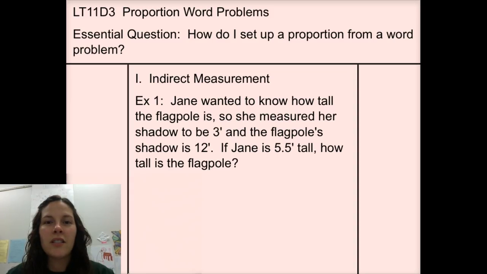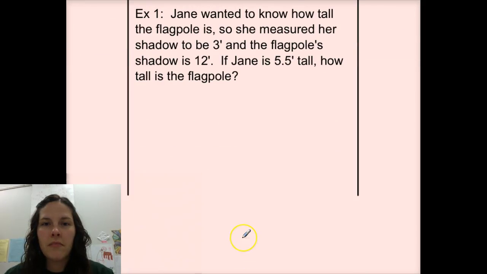Now we're going to learn how to set up and solve proportions from a word problem, which is our essential question. So what we need to do is draw a picture of the similar figures that the word problem is telling us about so that we can set up our proportion from there. Our first question is about figuring out how tall a flagpole is.